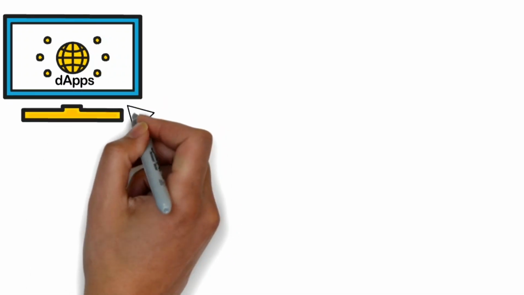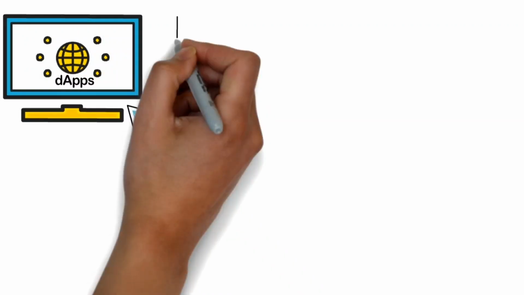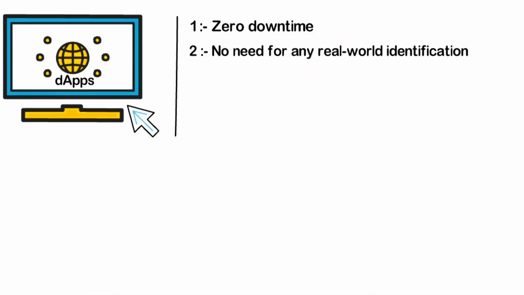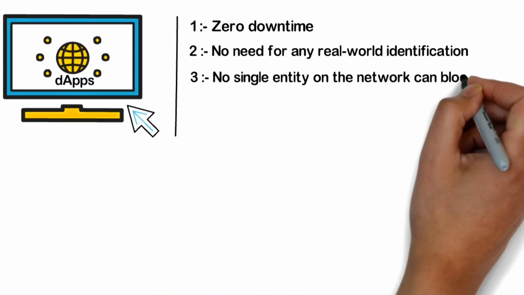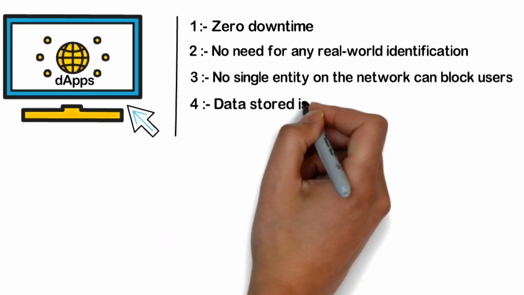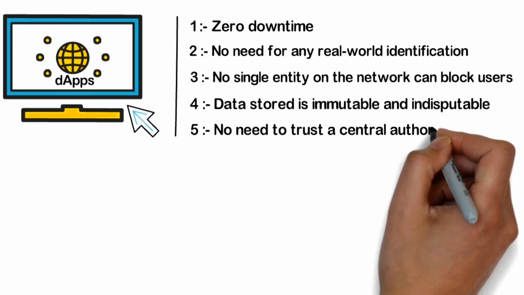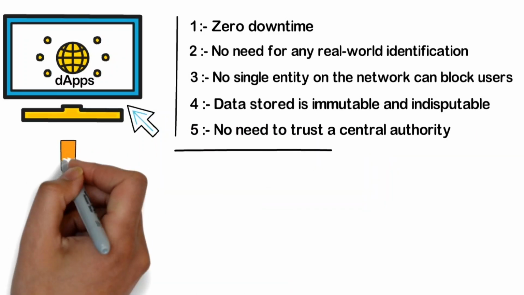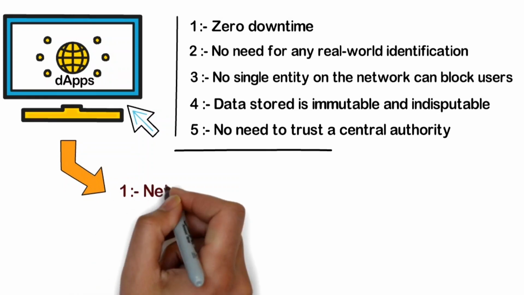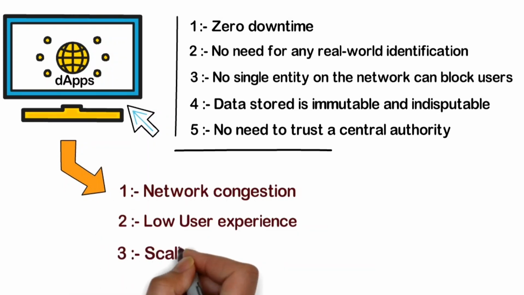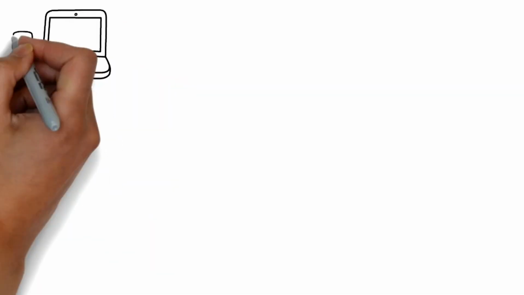Now, we will take a look at the advantages of DApps. Zero downtime. No need for any real-world identification. No single entity on the network can block users. Data stored is immutable and indisputable. No need to trust a central authority. Now, we will see some disadvantages of DApps. Network congestion. Low user experience. Scaling is very hard. So now it's time to summarize what we have learned in this video.